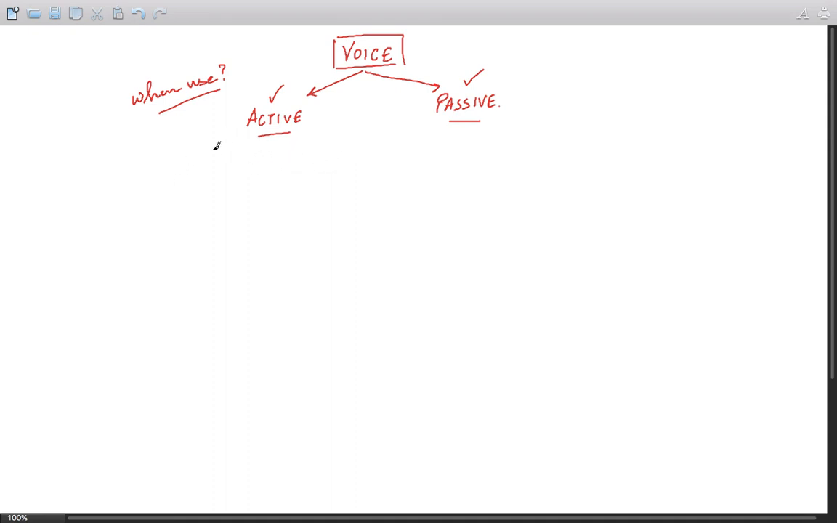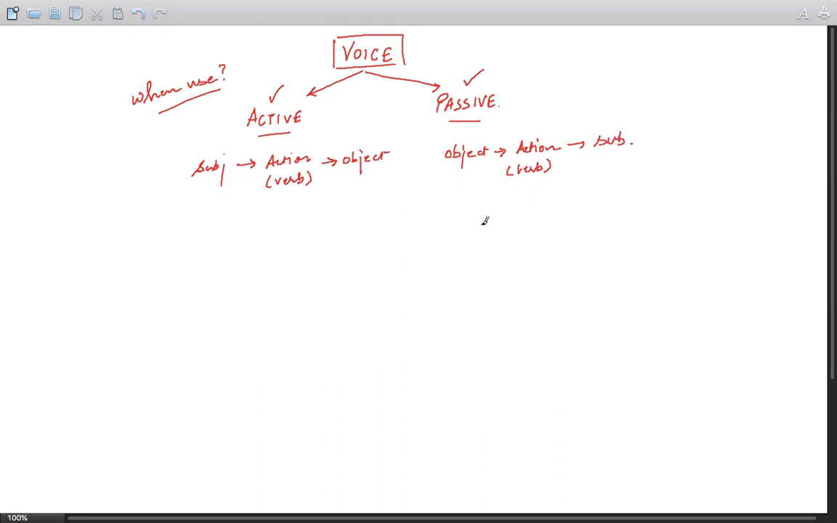So what is active voice? Now, in a nutshell, active voice is one in which we have a subject. It is followed by an action, which is essentially a verb form, and there is an object. Passive voice is inverse. There's an object. This is followed by an action. That is a verb part, and that is followed by a subject.